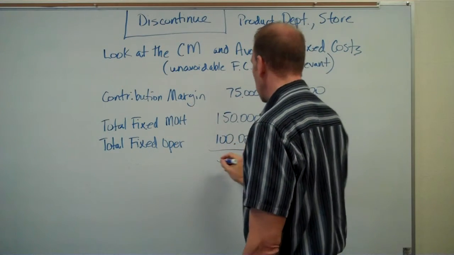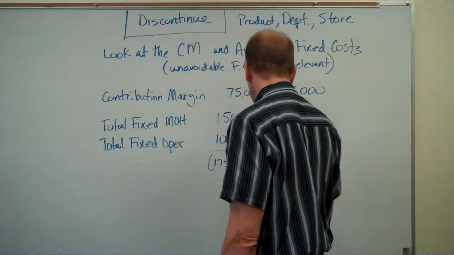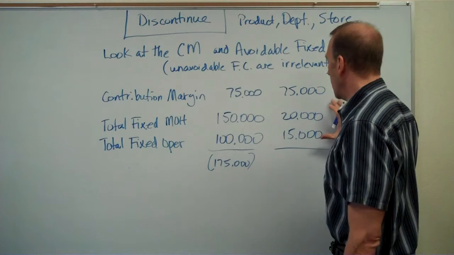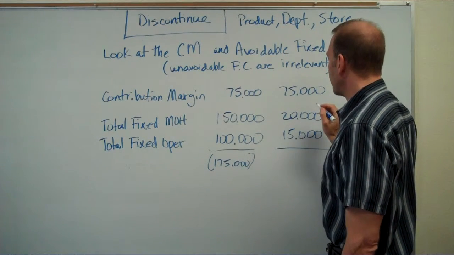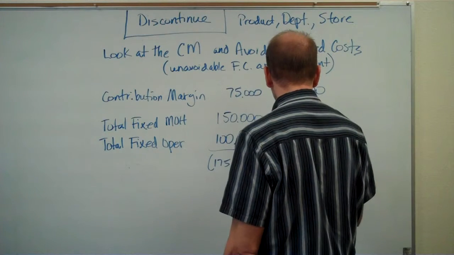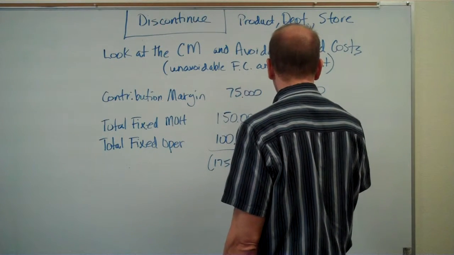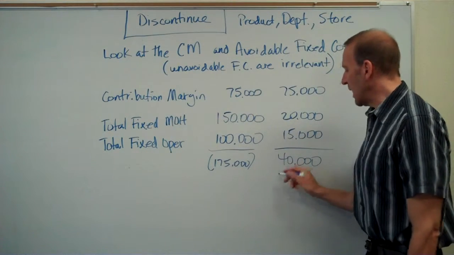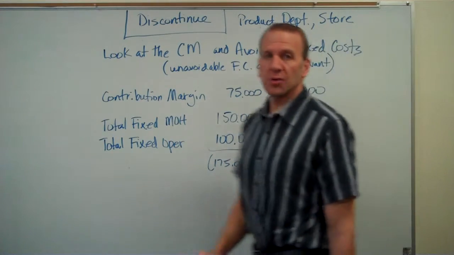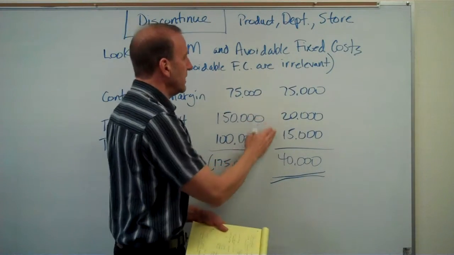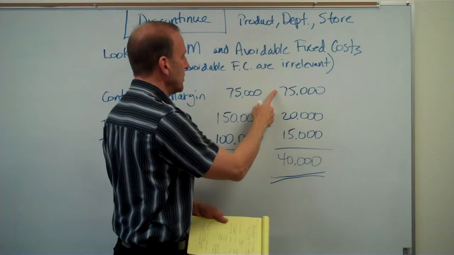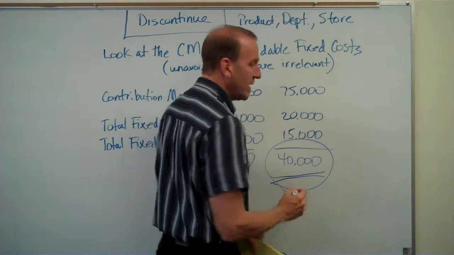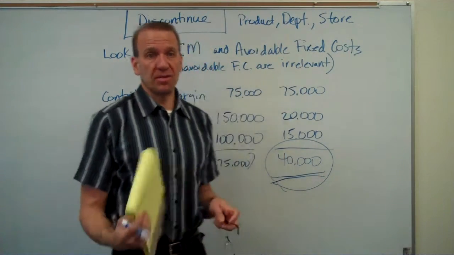This negative $175,000 isn't what we should be looking at. What we should be looking at is this right here. If we were to get rid of this product line, we would be losing this profit. So $75,000 minus $20,000 minus $15,000, we would actually be losing $40,000. Our product line is getting us $40,000 right now because it's able to cover these avoidable fixed costs. Here's our contribution margin, here are the avoidable fixed costs. So this is the important number. We would not get rid of our product line. We would keep the mattresses.